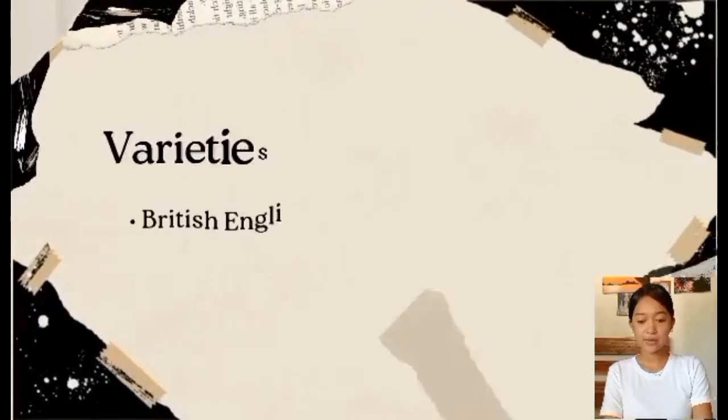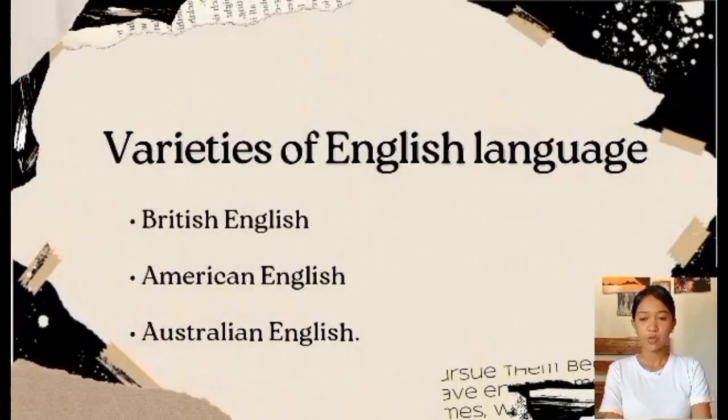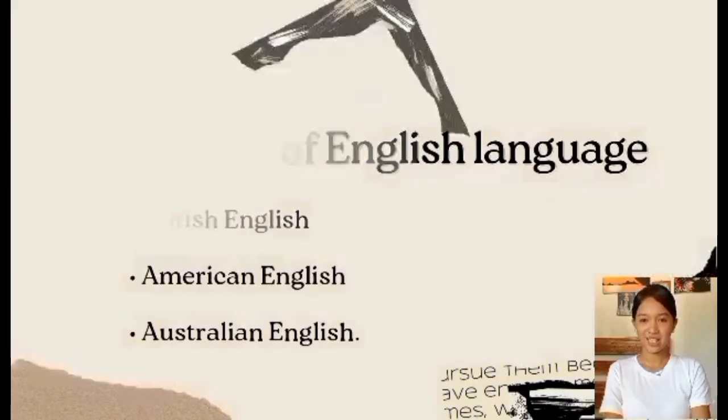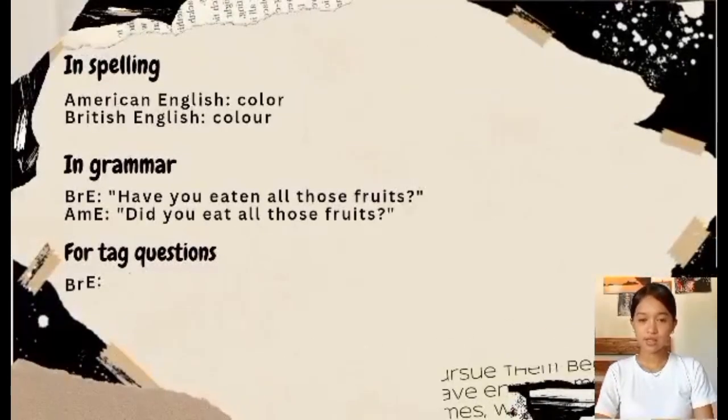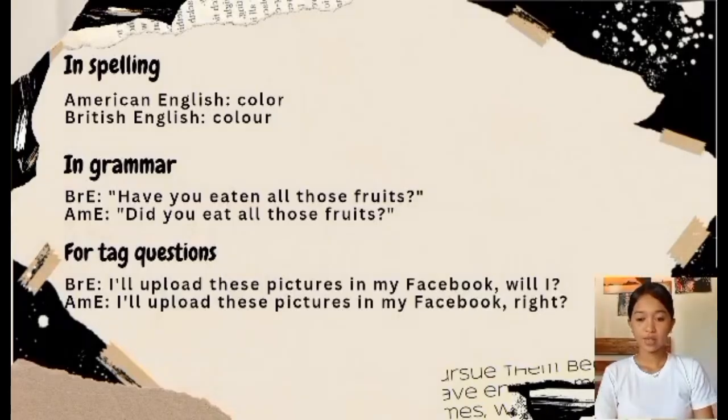So there are at least three main varieties of English. We have British English, American English, and Australian English. There are also differences in terms of their spelling. In American English, it is "color," and in British English, it's still color but with a different spelling. There are also differences in terms of grammar. The same purpose but different use of words.